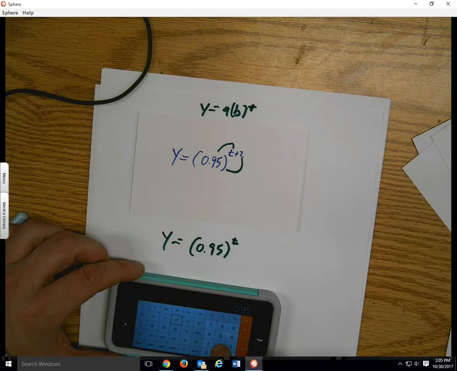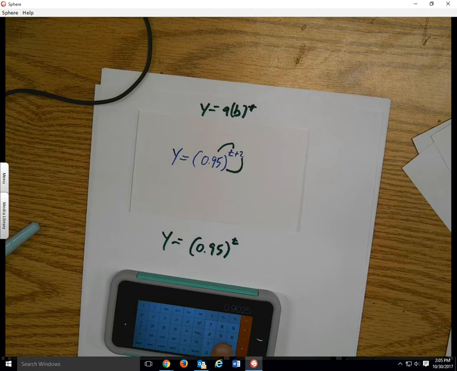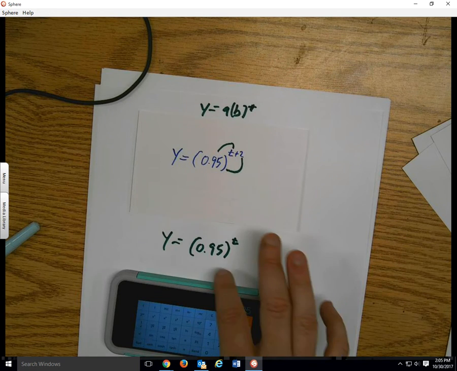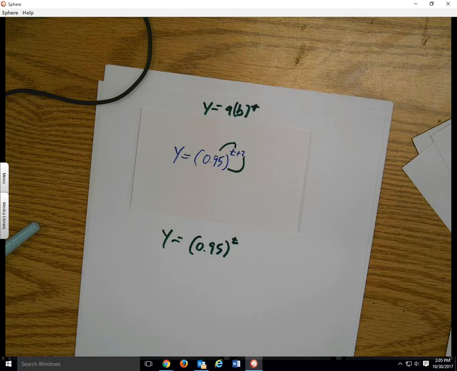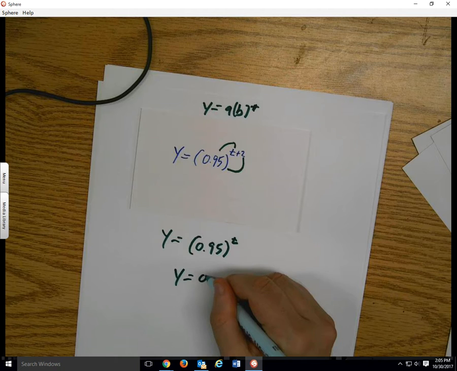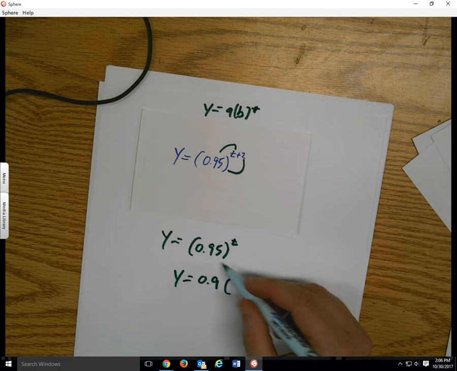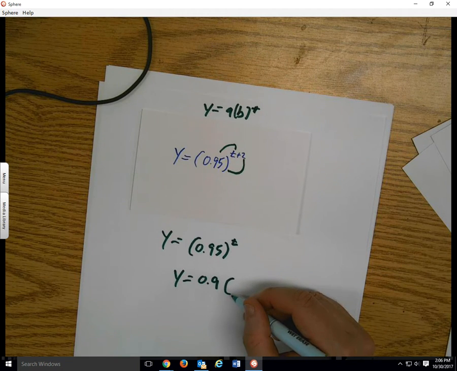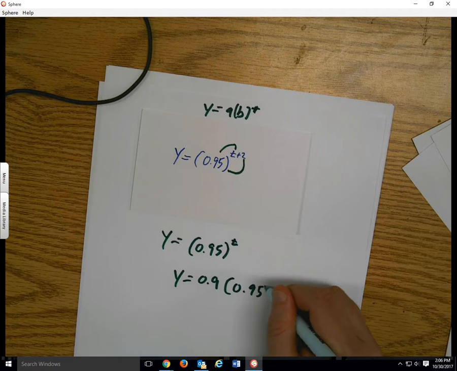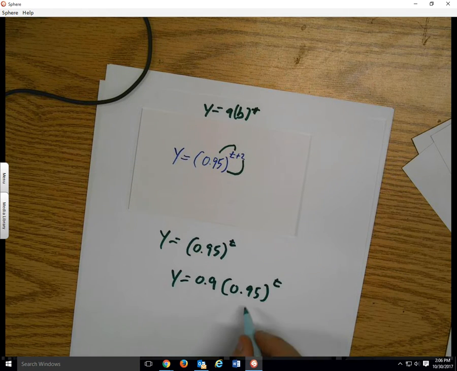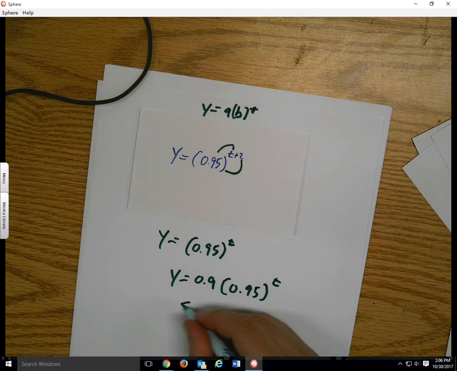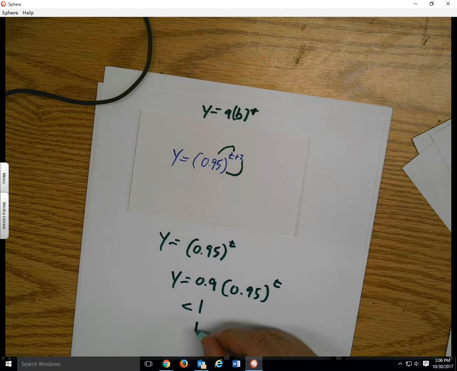0.95 to the second power equals, well, approximately 0.9, roughly. So I'd put y equals 0.9, and then since we solved that, it's no longer inside the parentheses, it actually becomes our a, and 0.95 stays with the t, and since it's less than 1, it would be exponential decay.